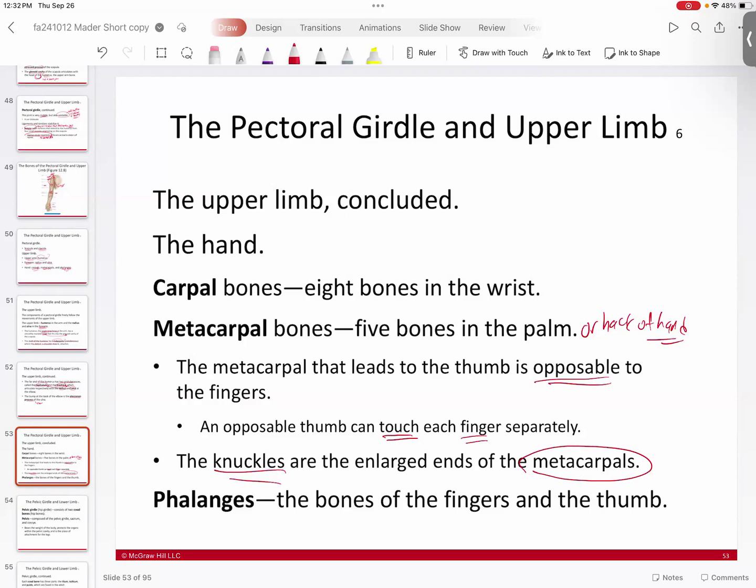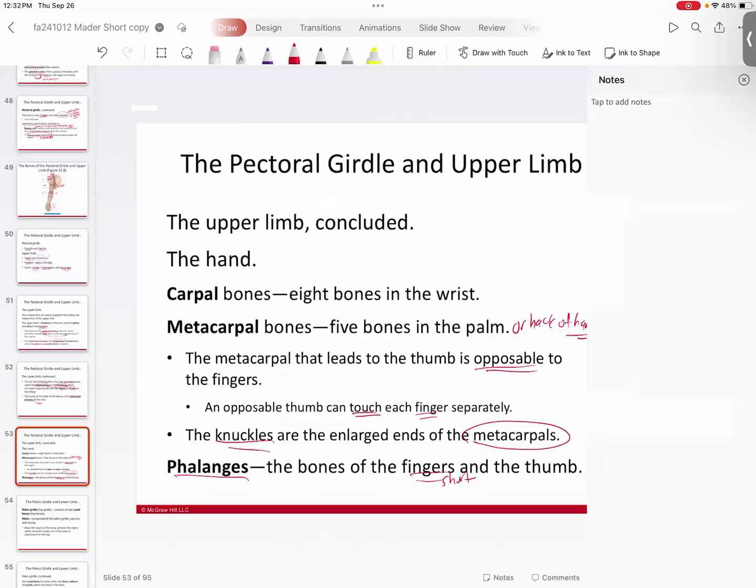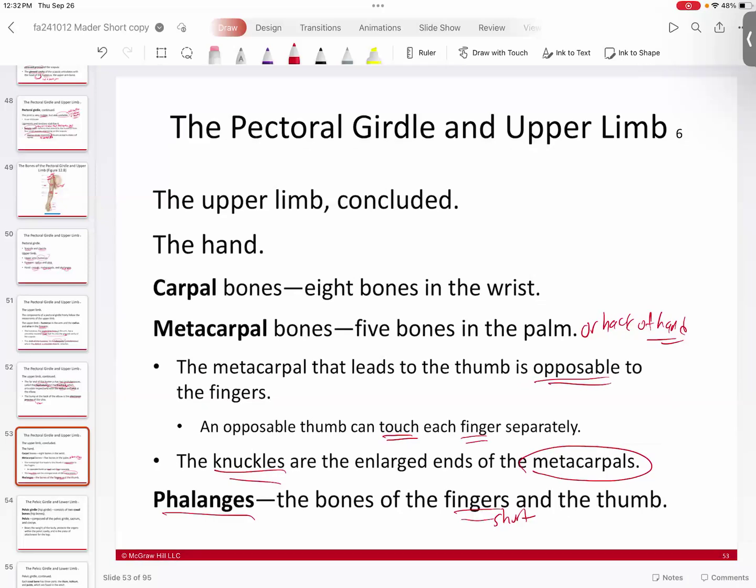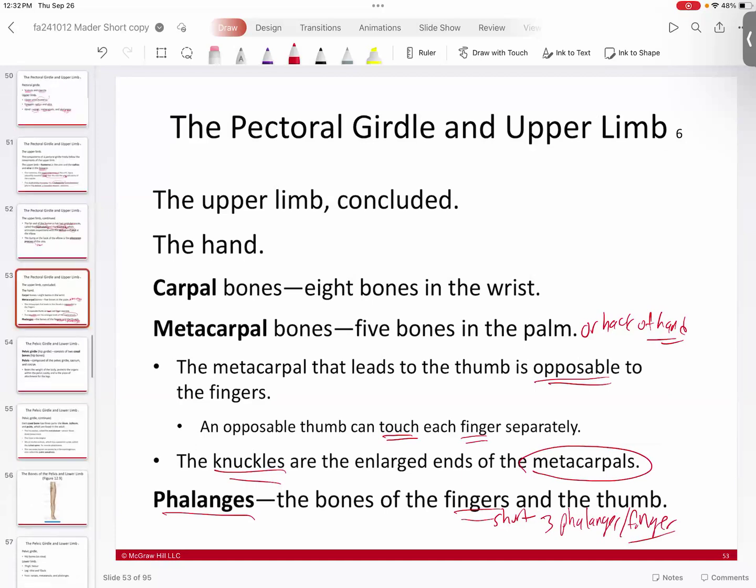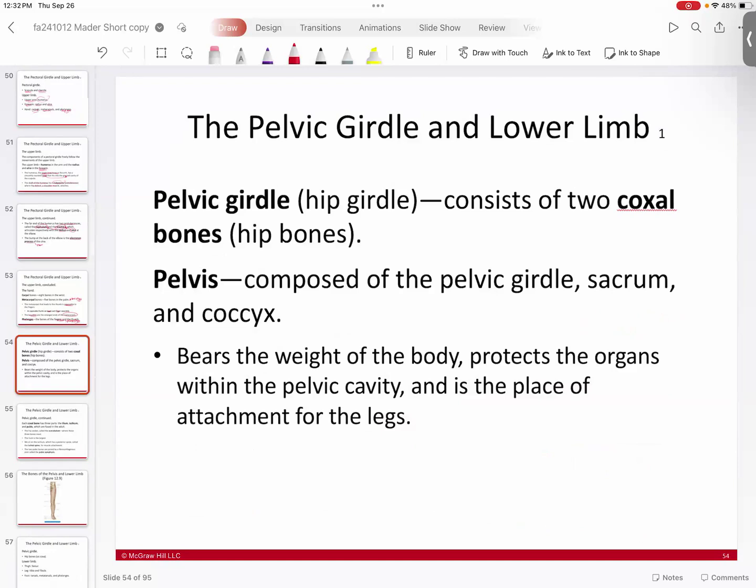And then from the metacarpals, you'll get to the phalanges, which are essentially the bones of the fingers. They're short, and they form your other knuckles. So you have 1, 2, 3 phalanges per finger, that we refer to as distal, middle, and proximal, going from outside in toward your body, toward your hand.